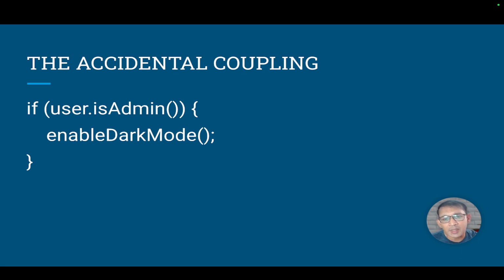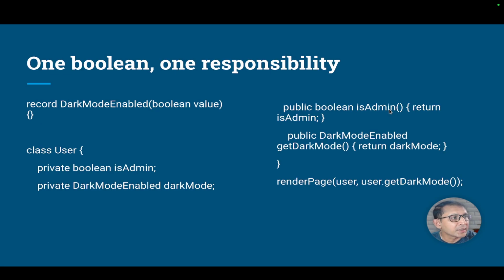The fix is to separate these concerns completely. Now, the UI code can't accidentally couple admin rights with user preferences. The rule here is simple: one Boolean, one responsibility. When you need to represent multiple concepts, use multiple types.